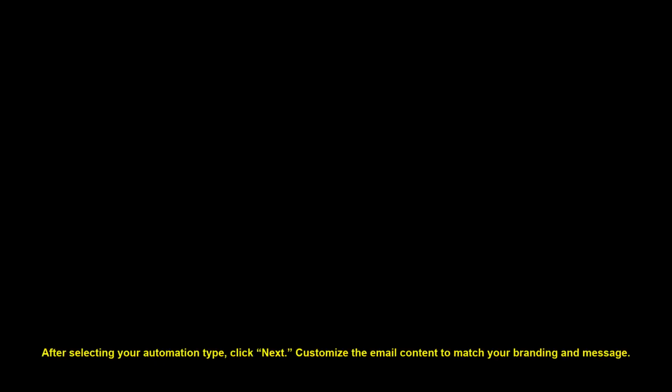Choose the type of automation you want to set up. You can opt for a welcome email, birthday email, or another automated campaign. After selecting your automation type, click Next.